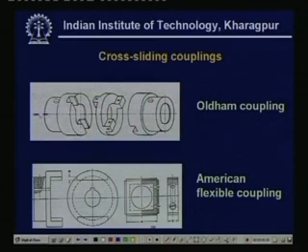So this is one part of the shaft. This part is connected to one shaft. This part is connected to the other shaft. And here there is one floating member. On this floating member, we have two tongues which are made 90 degrees apart. Similarly, here we have two slots which mate with these two tongues.